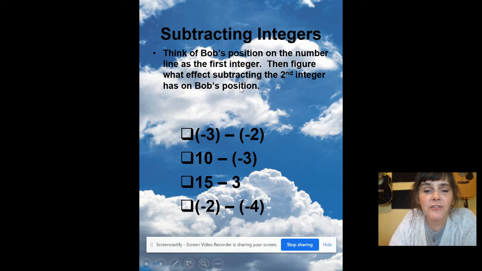Pause the video for just a second and see if you can do these problems on your own. There's one more there. Just pause the video. And I want you to think. Take your time and think about Bob going up and down. What's going to happen? Okay? Pause the video just for a second. See if you can figure it out.